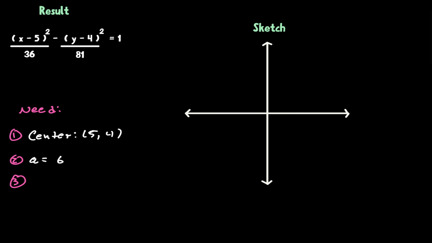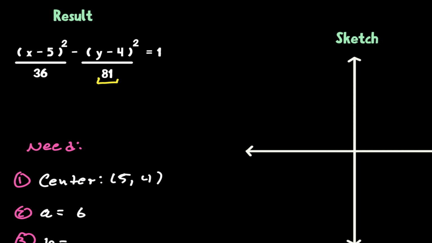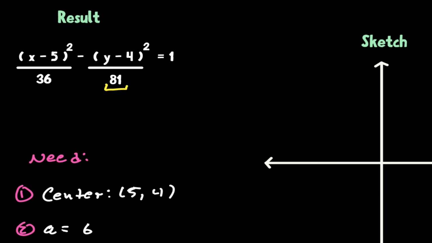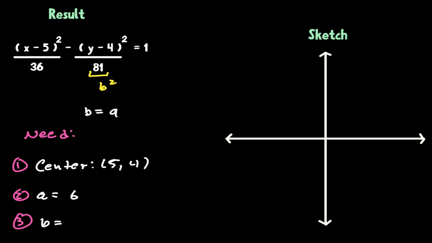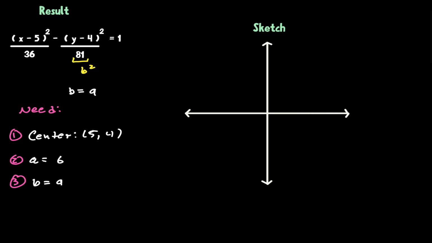And the last piece of information that is needed is the value of b. And we can use the denominator of our second term to find that out. The denominator should be written as b squared. So now ask yourself one question: which value raised to the second can give you 81? That will be a value of 9. So now we have the three pieces of information that are needed, and we can sketch our hyperbola.